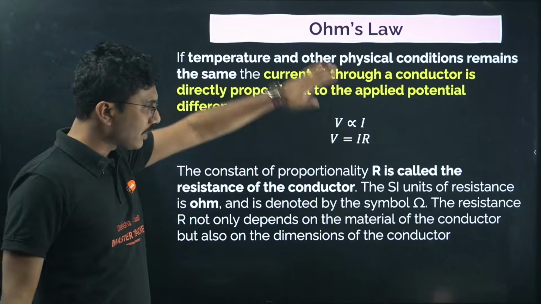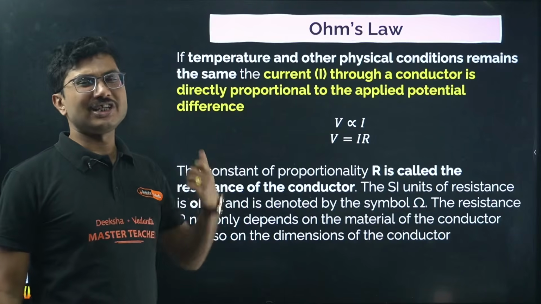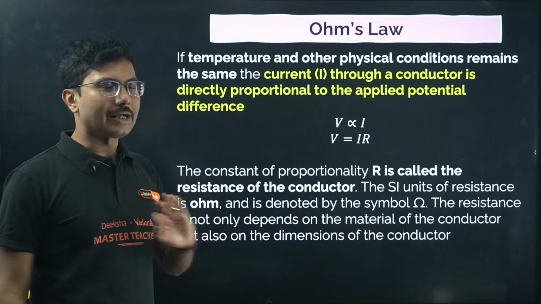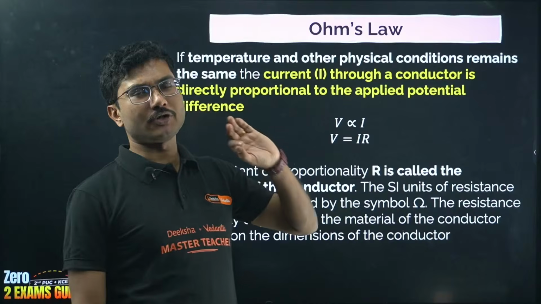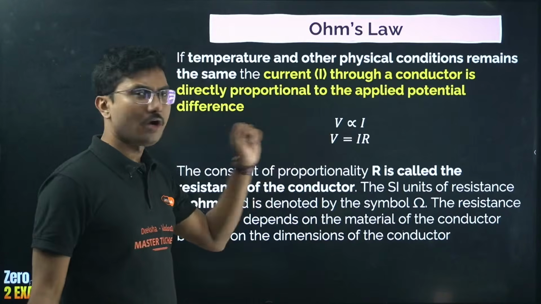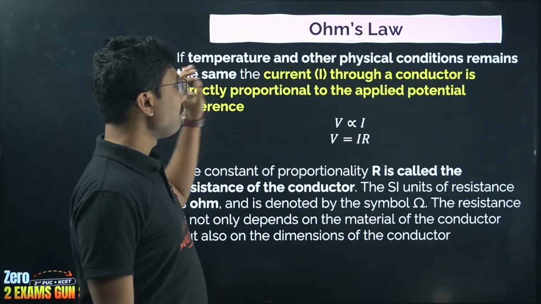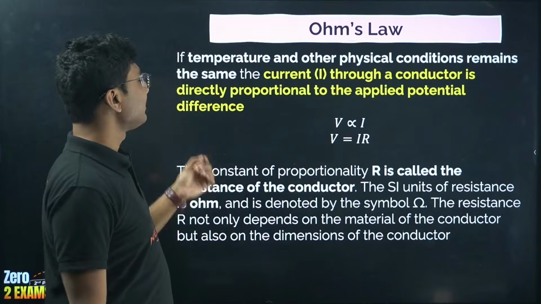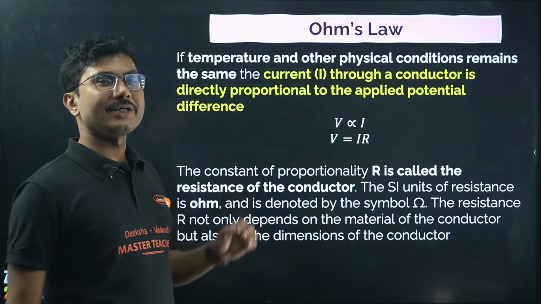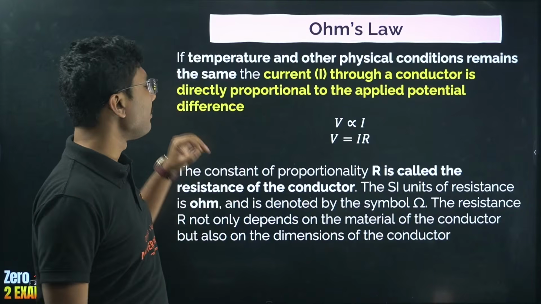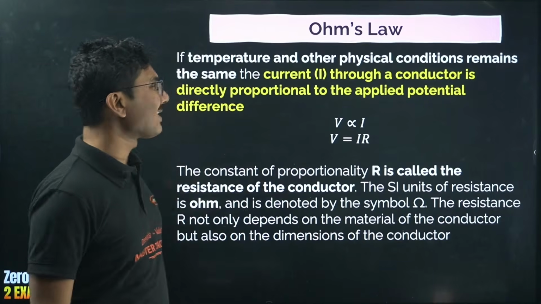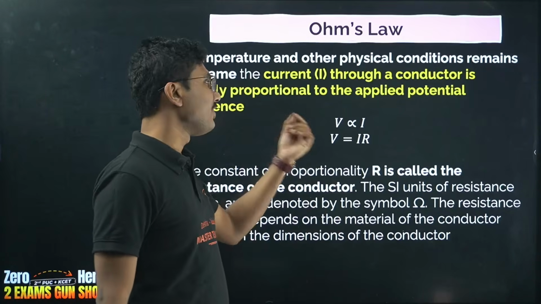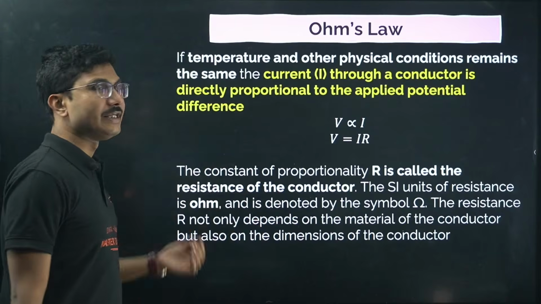And here, whenever we see V, that represents potential difference directly. No delta V, no business of delta V, no business of dV. We will only talk about V. If the temperature and other physical conditions remain the same, the current through a conductor is directly proportional to the applied potential difference, that is V is proportional to I, that is V equals IR.